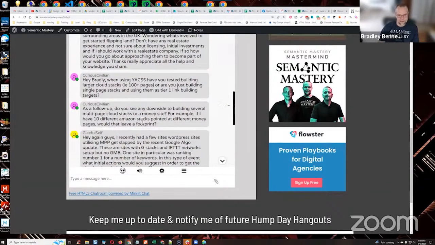As a follow-up, do you see any downside to building several multi-page cloud stacks to a money site? For example, if I have 10 different Amazon stacks pointed at different money pages, would that leave a footprint?